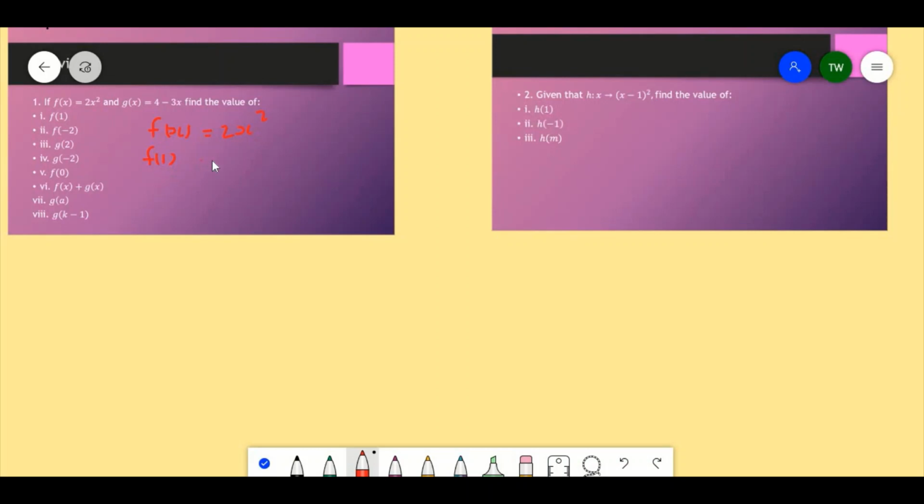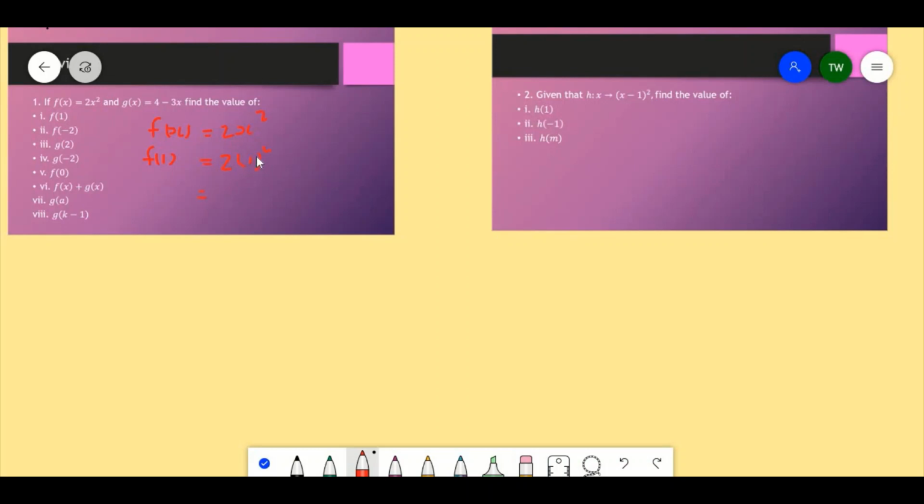So f of 1 is going to equal 2. Where we see x, we replace x with the value 1. So we open a bracket to show our substitution, and 1 must be raised to the second power. All you need to do at this stage is to simplify.